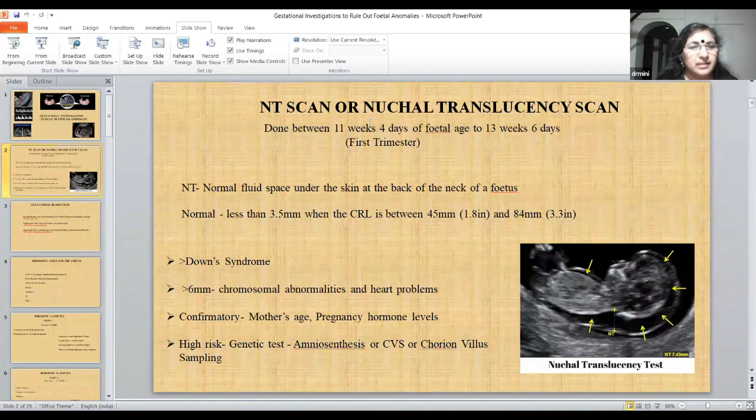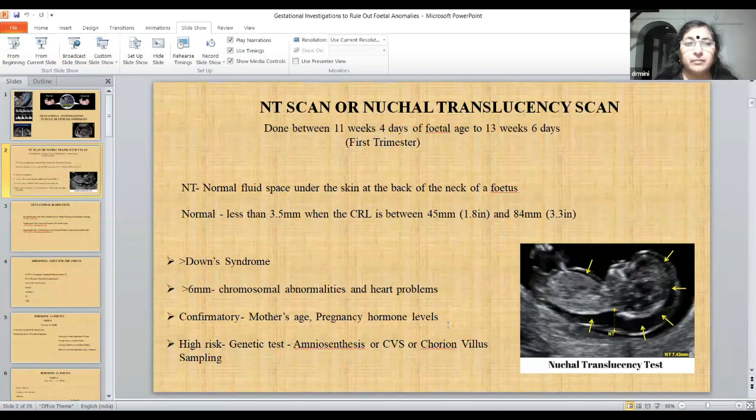So the first scan is the NT scan, and if the measurement is more than 3.5 millimeters, it indicates Down syndrome. And if it is more than 6 millimeters, chromosomal abnormalities and health problems to the child are detected. It is quite confirmatory when the mother's age and pregnancy hormone levels are also against the calculations, because mother's age above 35 years, and pregnancy hormone levels.